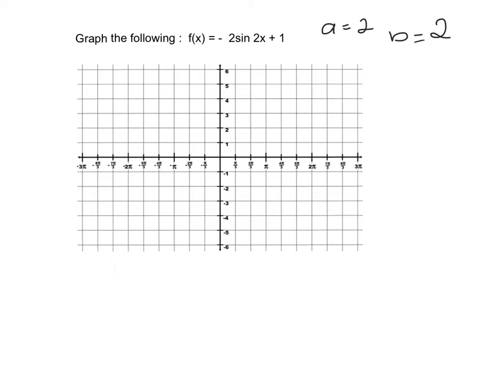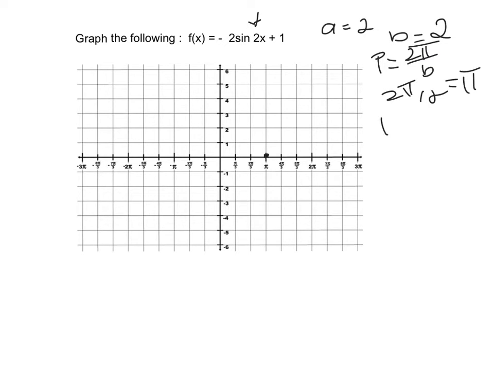Okay, if I want to find the intervals where my stops are going to be, I need to figure out what the period is. And the period is equal to 2 pi over b. So that would be 2 pi over 2, which is pi. What that means is in one full rotation, we'll stop at pi. What this 2 means is that in 2 pi, I'm going to have 2 full cycles. I'll have 2 full sine cycles in 2 pi.